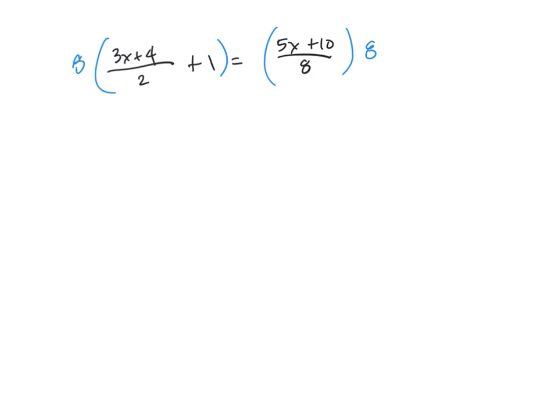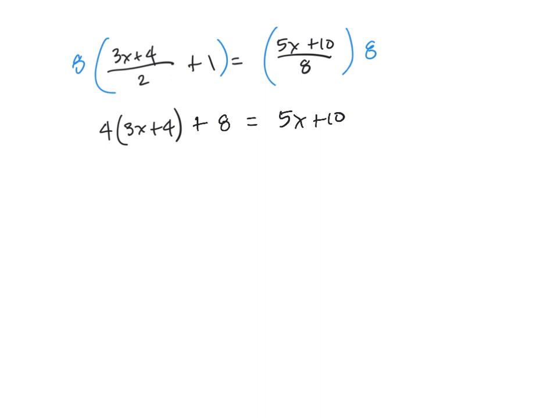the 8 and the 2 here, this 2 will cancel with that 8. And you'll be left with a 1 in the denominator, and then this will be a 4. So it'll be 4 times 3x plus 4. And then I have to distribute the 8 to the 1, so that'd be plus 8. And then over on the right-hand side, the 8s are going to cancel, and we're just left with 5x plus 10. So we have a little bit of simplifying left over here.